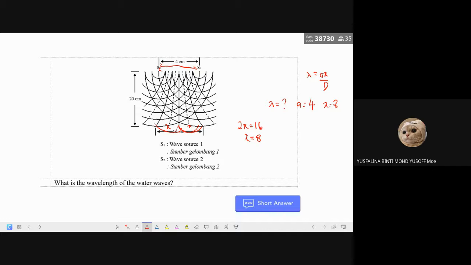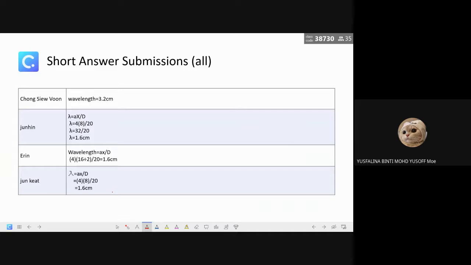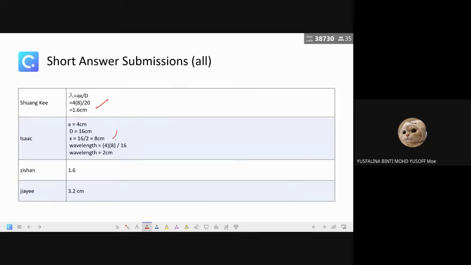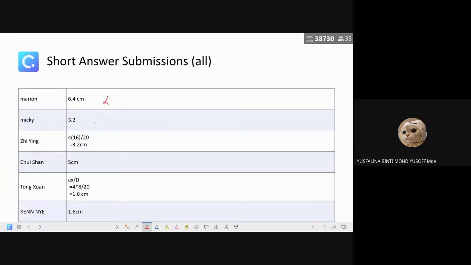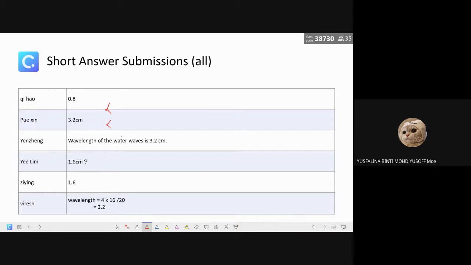And d is the distance from the source to where you measure the x. So d is 20 cm. Then you just use the formula. a is 4, x is 8, and d is 20. 32 over 20, you get 1.6 cm. Maybe for those who got 3.2, you didn't divide by 2 first, right? Okay, very good. Then how did you get 6.4? How did you get 5? That's 1.6.